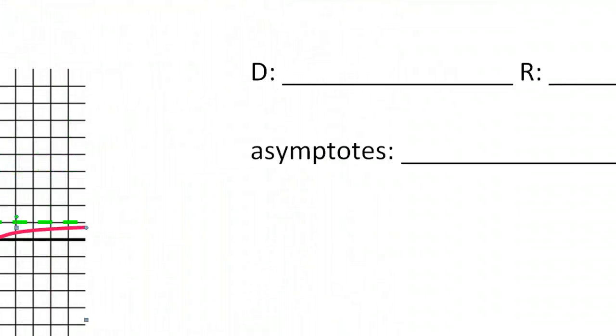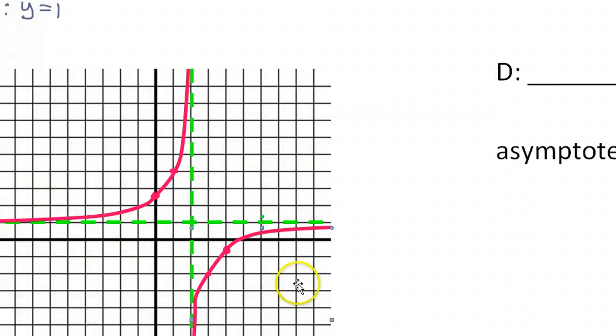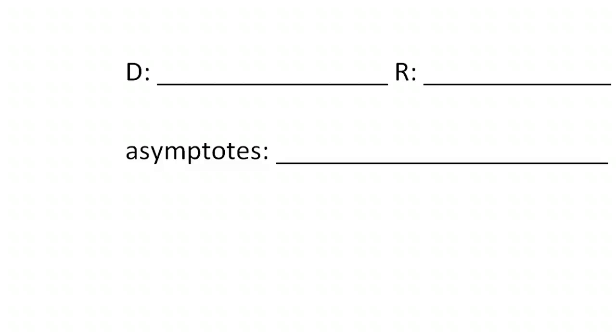Okay, how about the domain and range and asymptotes? Well, the domain is the x values. So we have all x values except for positive 2. That's why the domain is going to go negative infinity to 2 union 2 to infinity. That's everything except for 2.